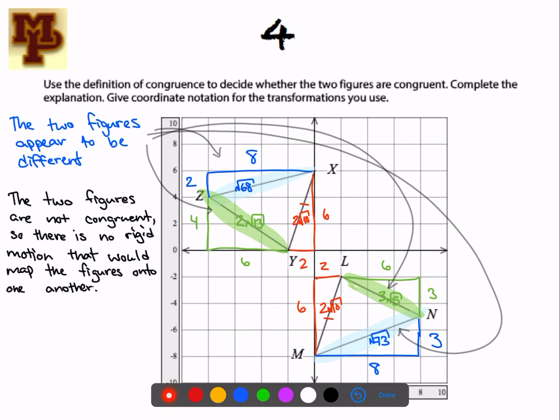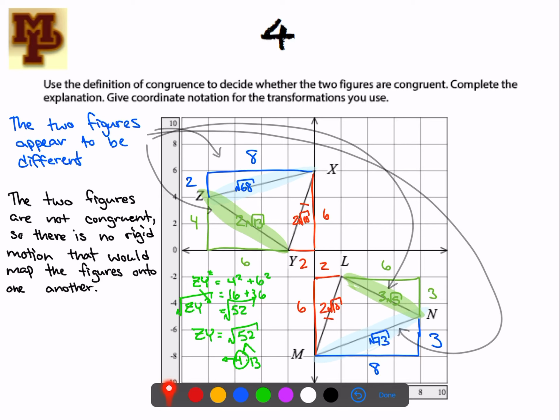So for instance, for ZY, I did 4 squared plus 6 squared, which gave me 16 plus 36, which gives me 52 equals ZY squared. So then you take the square root of both sides, you get ZY equals radical 52, which we can then simplify into 4 rad 13. So this is 4 times 13. I can take the 4 out. So that's how you can find these lengths. That's what I did with each length to find the total.